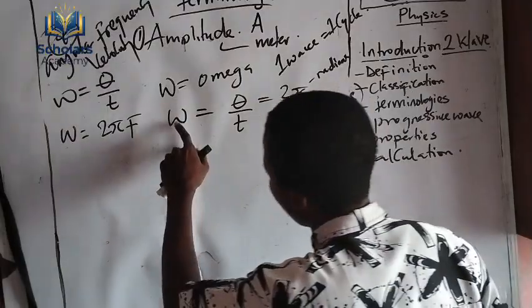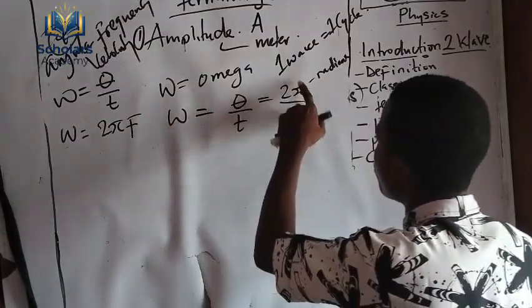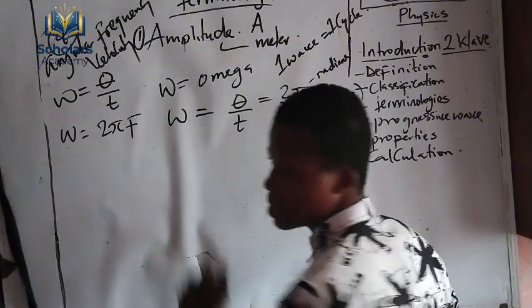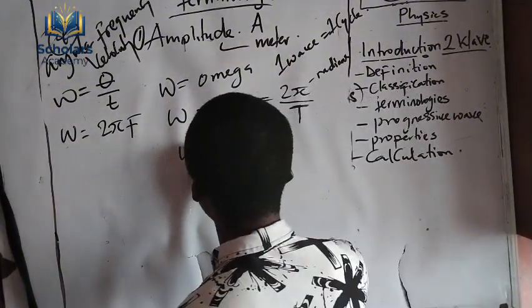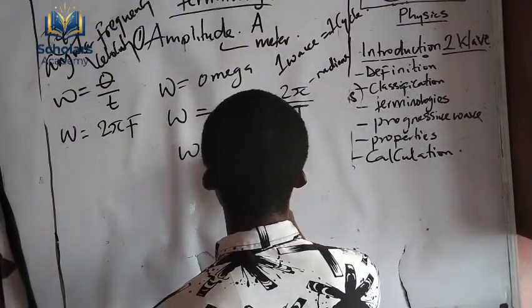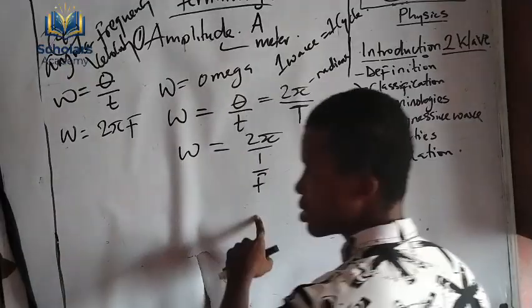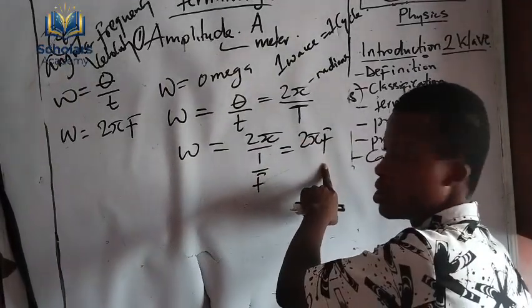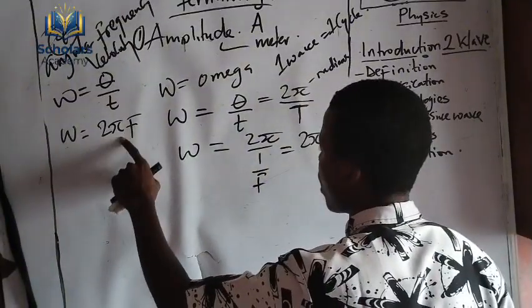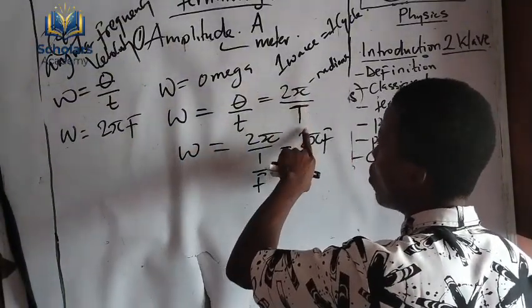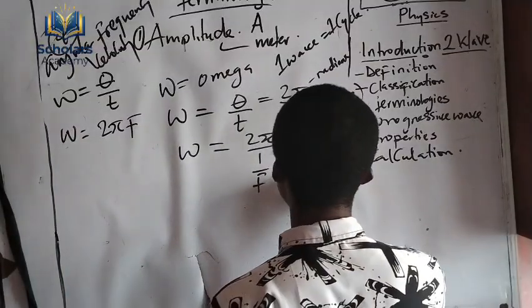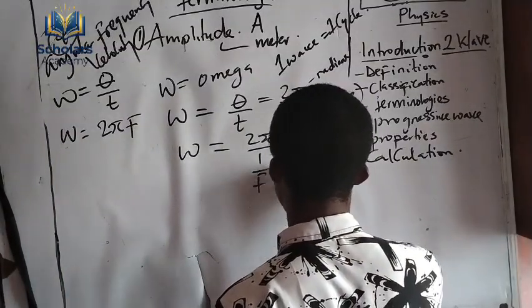So which means that our angular velocity equals 2 pi over T. And we all know that this T is the reciprocal of frequency. So I will now put it there that omega equals 2 pi over 1 over frequency, right? This will now give us 2 pi f. That's how we come across this. So our omega equals 2 pi f and our omega equals 2 pi over T. And the unit for omega is rad per second.